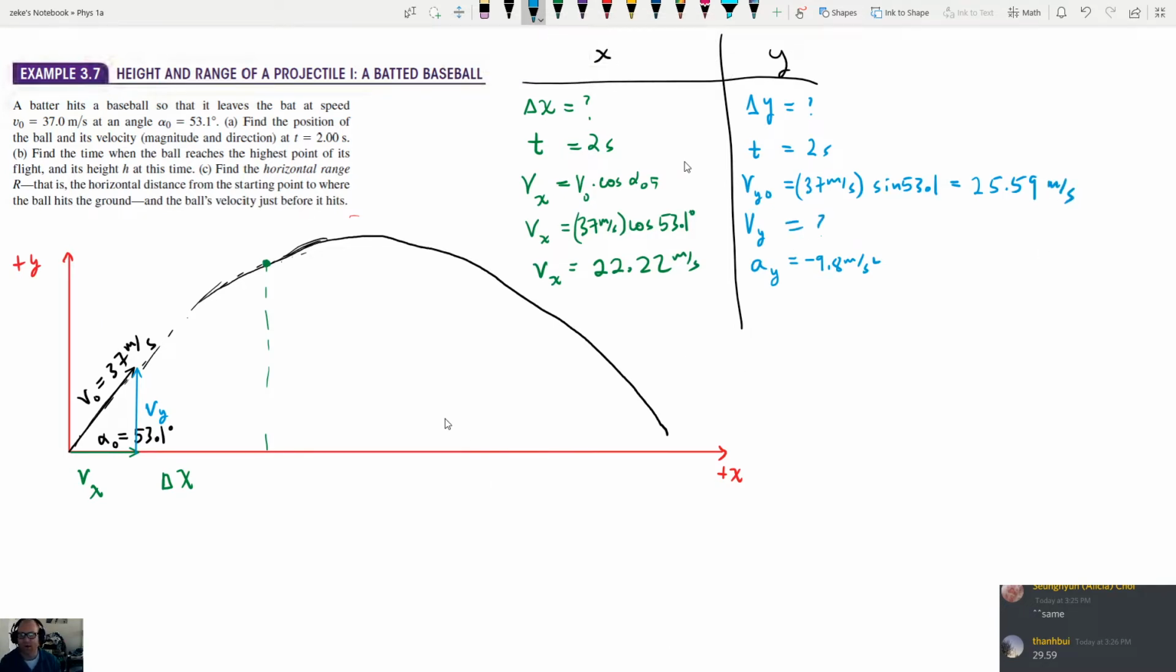In part A of the problem, it says, find the position of the ball and its velocity at t equal to 2 seconds. So that's why I put t equal to 2 seconds in both of these. To find the position and the velocity of the ball, including magnitude and direction, we're going to need to know what the x-coordinate is and the y-coordinate of the object, basically, right? So let's go through and find each of those. Let's start off with the x direction.